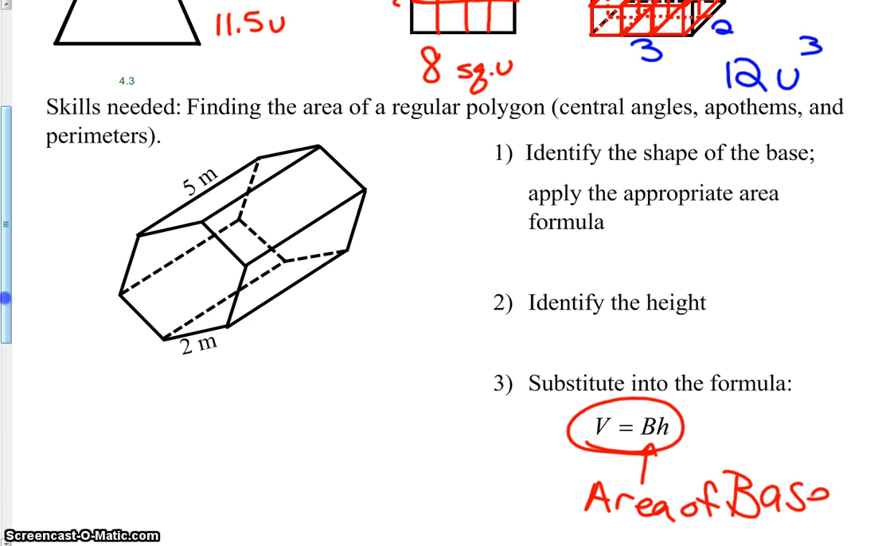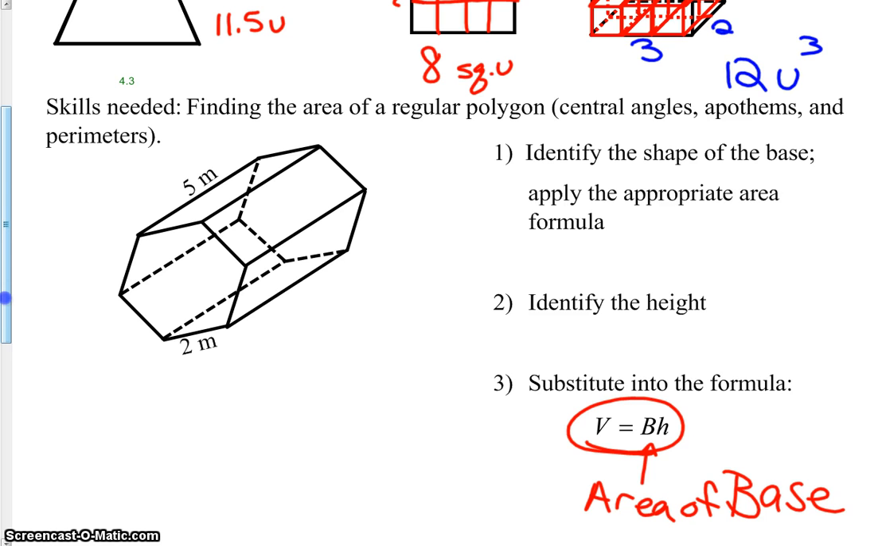Now, that leads us to our next issue, which is the different type of skills we need. We have to be able to find the areas of regular polygons, and remember that's going to involve an apothem, perimeter. We may need to use the central angles. We may have to use SOHCAHTOA in order to get that information.